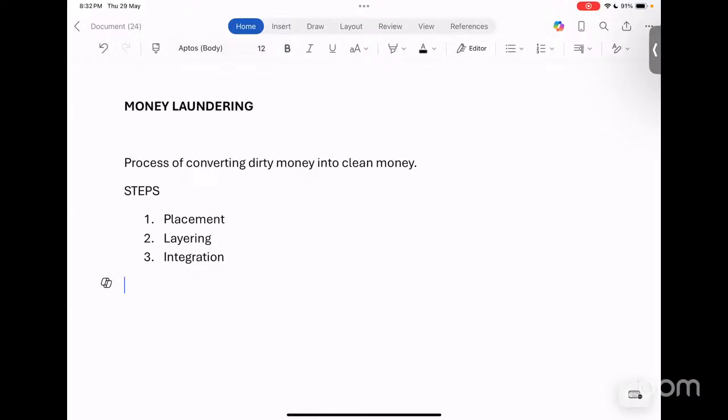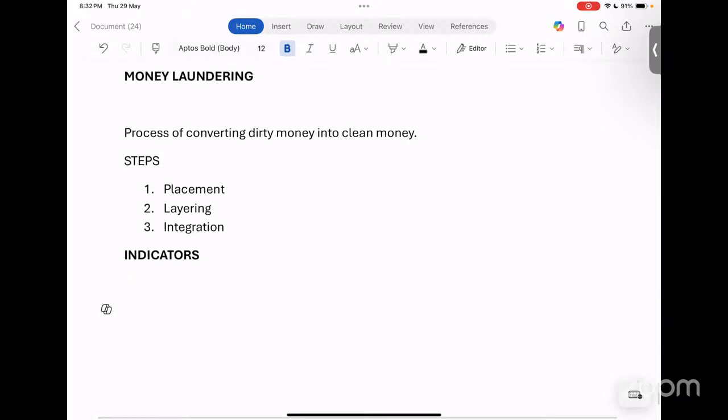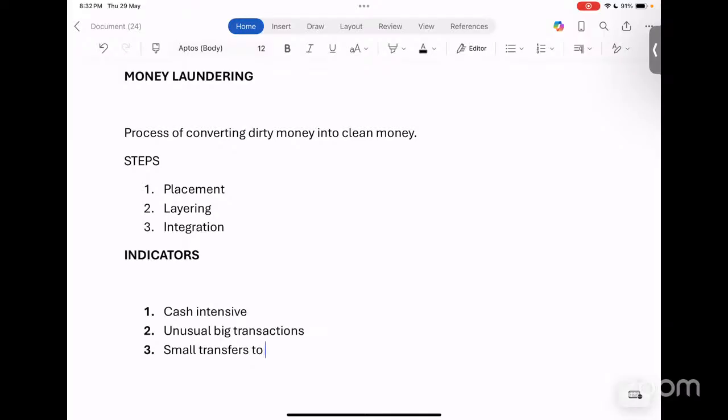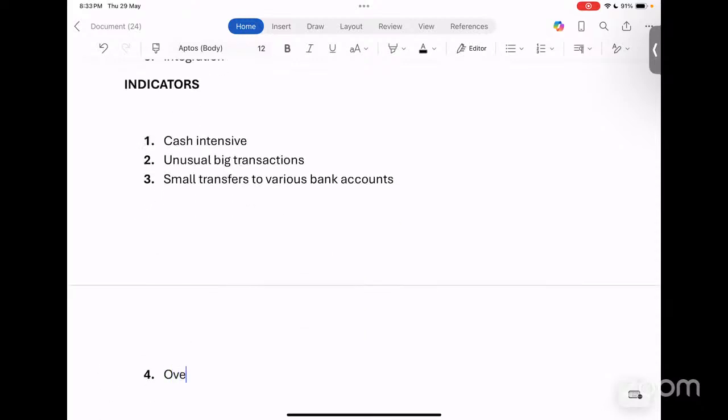Now, in the case study, there can be various indicators which suggest that this company might have a money laundering problem. Indicator number one, the company has a cash intensive business. There's a lot of cash involvement. They take cash payments. There are unusual big transactions. Then there are small transfers to various bank accounts. There could be transfers to overseas bank accounts, specifically in tax haven countries like the Cayman Islands, Thailand, Singapore, Hong Kong. So you might be sending the money to tax haven countries. This situation could exist.